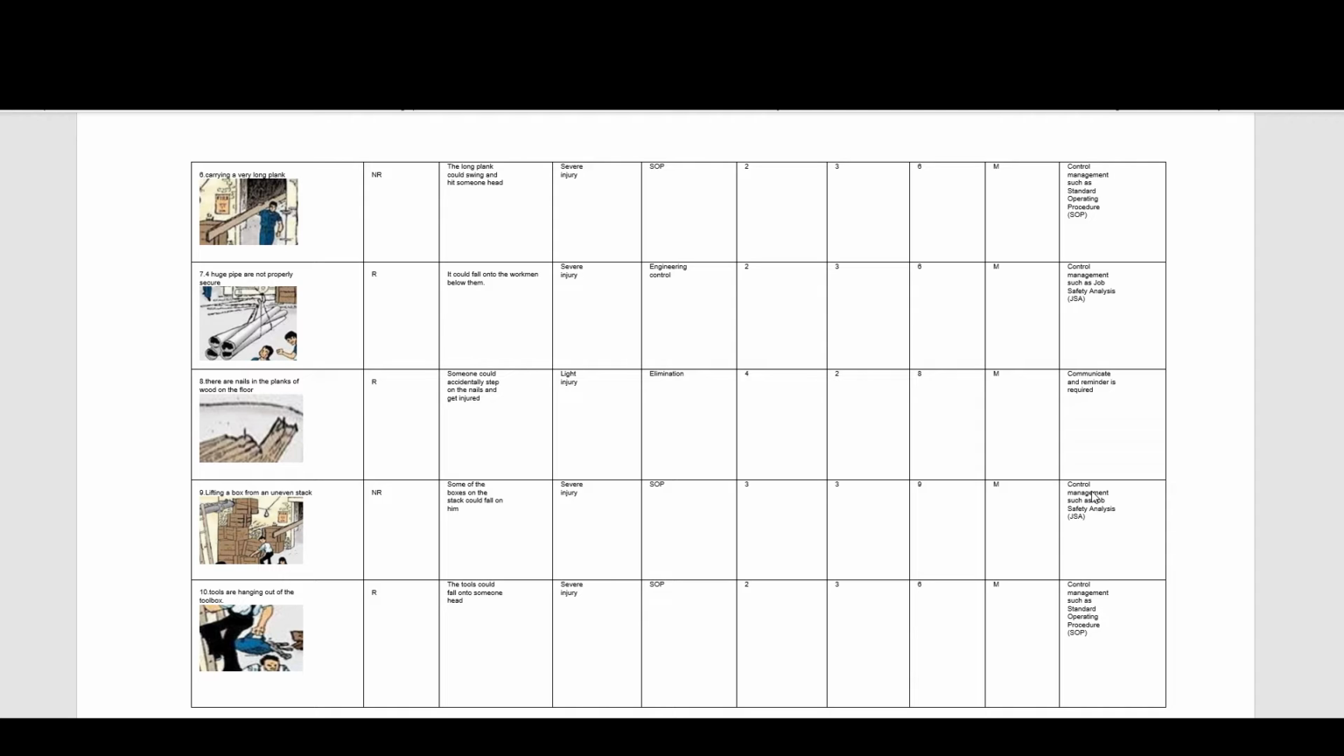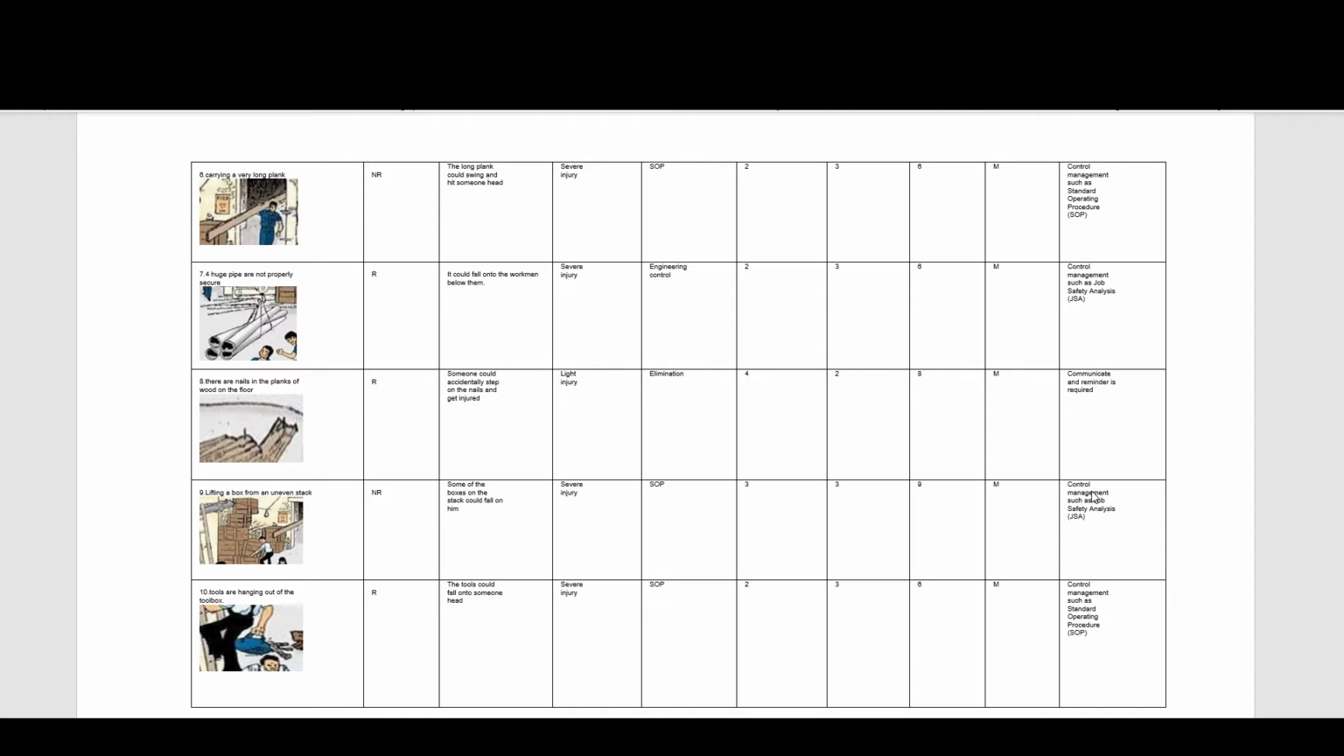So the score is 2 times 3 is 6, and the level is M. And the recommendation for risk control for this situation is control management such as job safety analysis, JSA. And the next is situation number 8.